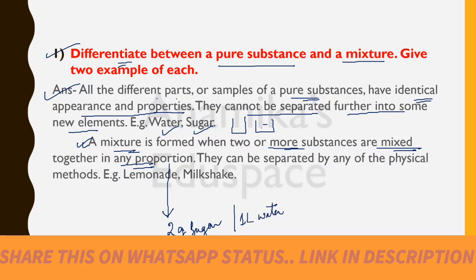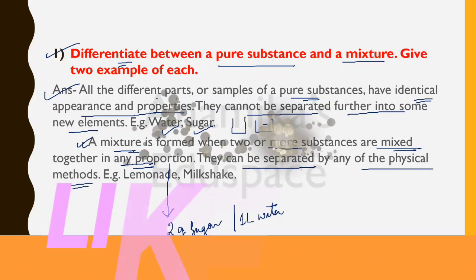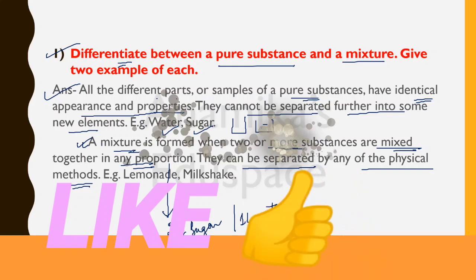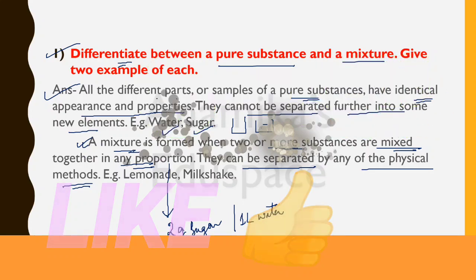Okay, so what is the proportion? 2 is to 1. So in any proportion we can form the mixture. Now they can be separated by any of the physical methods. Now what are the physical methods? Physical methods are winnowing, then sieving, then your threshing. So these are all the physical methods.